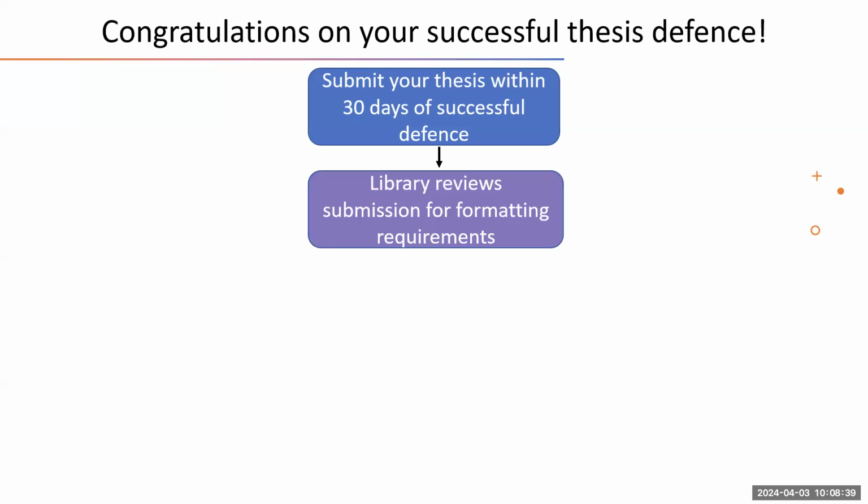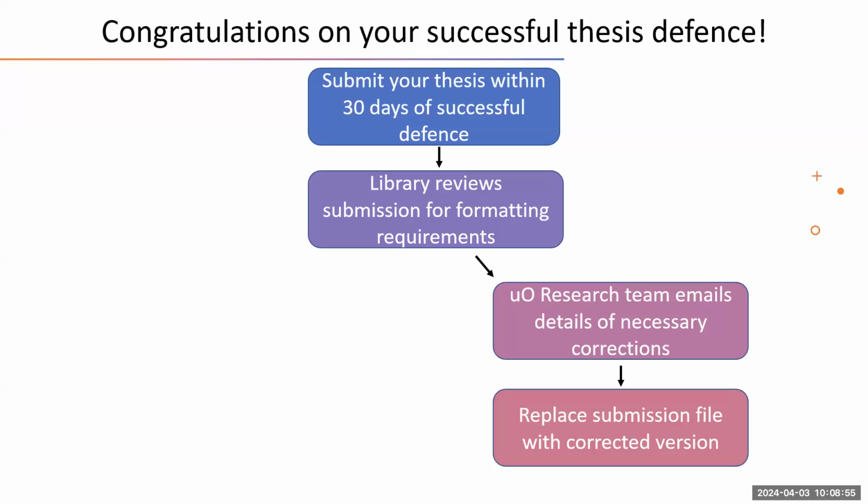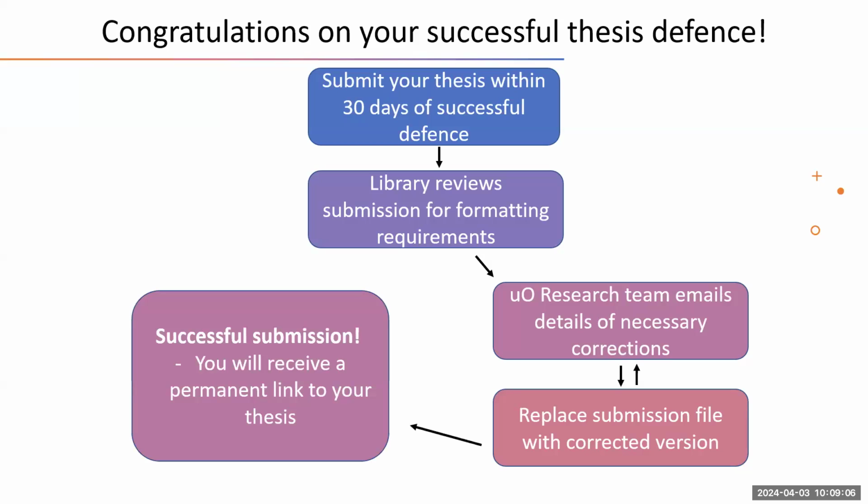The library will then review the submission to ensure that it meets all of the requirements. If you're one of the 80% of students, you will receive an email from the UO Research team that details all of the necessary corrections. You'll then make those corrections and then replace the submission file with the updated version. This may occur more than once depending on your specific circumstance. Once you've met all requirements, you'll have a successful submission and you will receive a permanent link to your thesis.